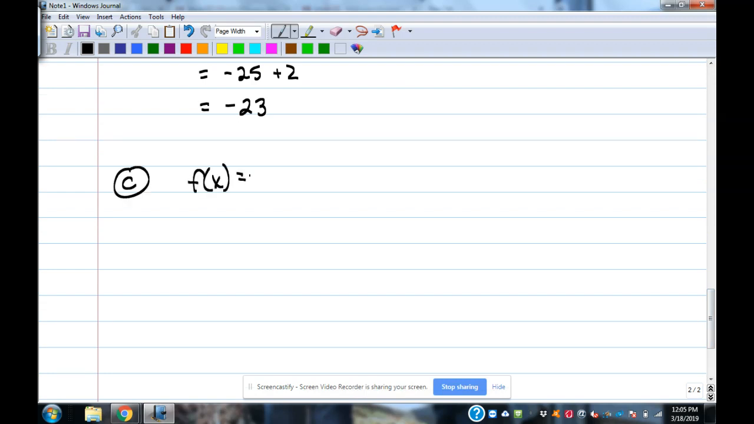Say we had f of x is equal to negative 2x squared minus 12x minus 25. Do the same things. We're going to find the axis of symmetry, the vertex, and max or min. Find the axis.